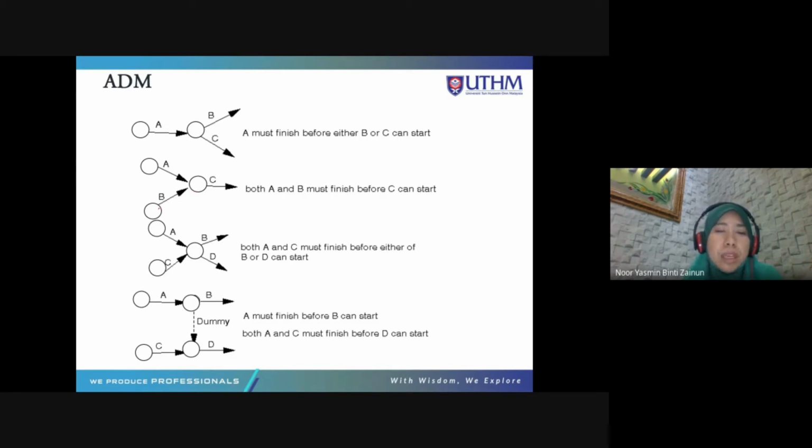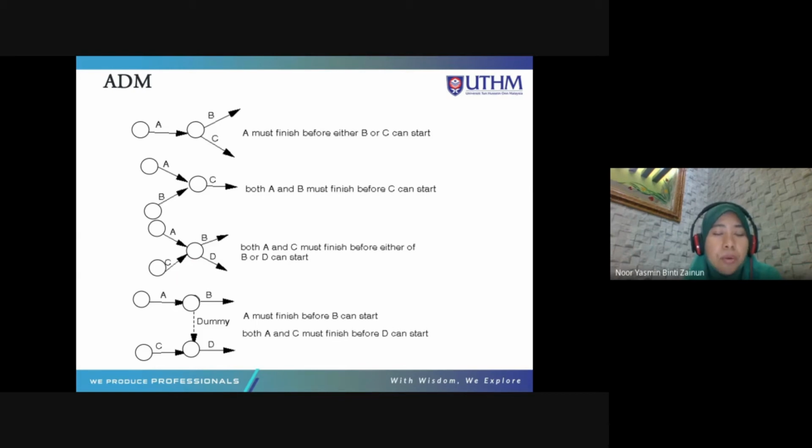Both A and C must finish before either B or D can start. Look at the arrow. It means that A and C must finish so that B and D can start. So for B and D, the predecessor is A and C.